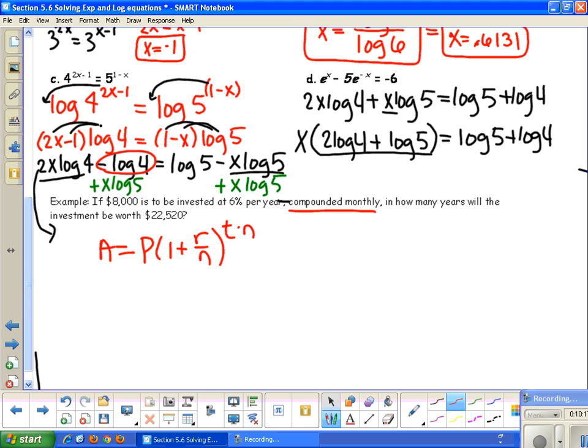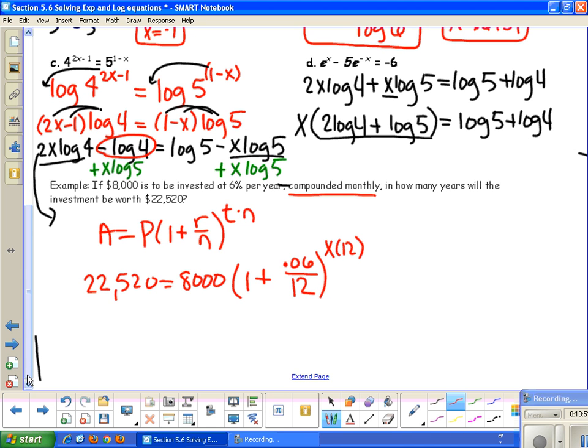So in this case, we want to figure out in how many years our investment is going to be worth that amount. So we have our amount A, 22,520, is equal to our principal or starting amount, which is 8,000. And we have then 1 plus our rate, which is 6%, so 0.06 compounded monthly. And we're trying to figure out the number of years, so x times 12, or 12x. Now before, when we solved these, we plugged them into our calculator and found the intersection. Now that we've been solving logarithmic equations, we can go ahead and solve this using the methods that we learned.